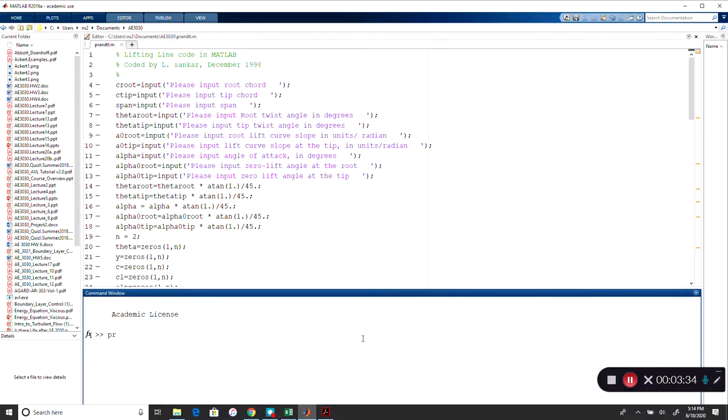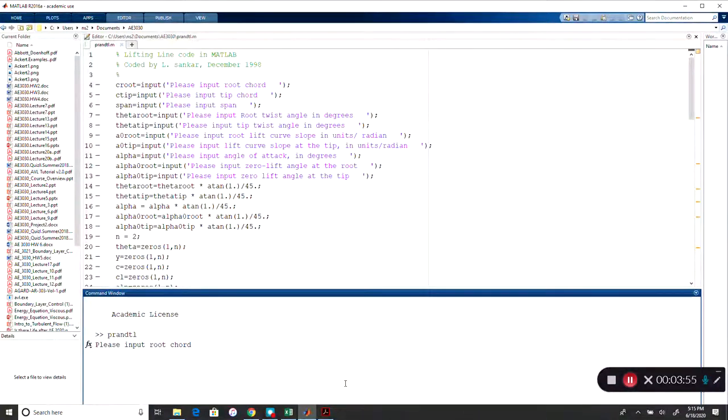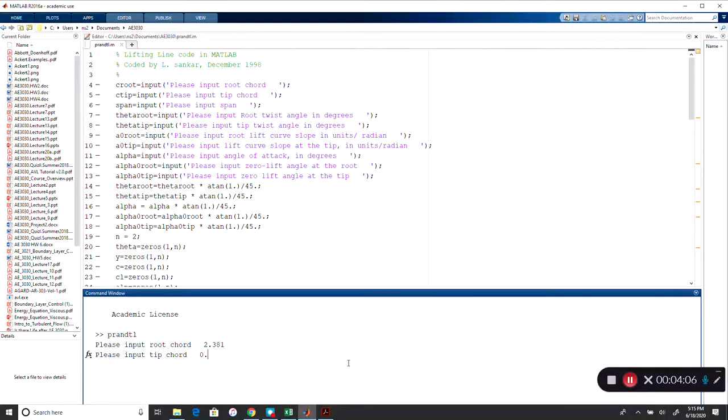I'm going to write Prandtl, P-R-A-N-D-T-L. Hopefully you can see the screen on your computer. Now it asks me, what is the root chord? The root chord was 2.381, in feet. It asks me what is the tip chord. The tip chord is 0.953. It'll ask you what is your span. You know the span is 15 feet, so we put 15 feet.